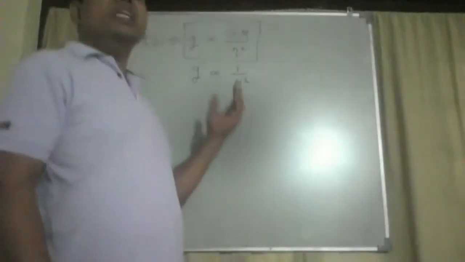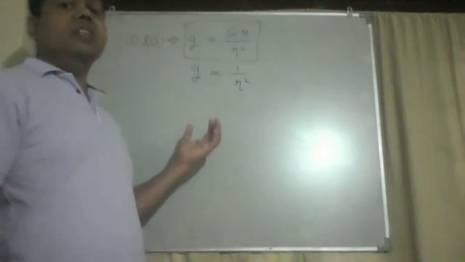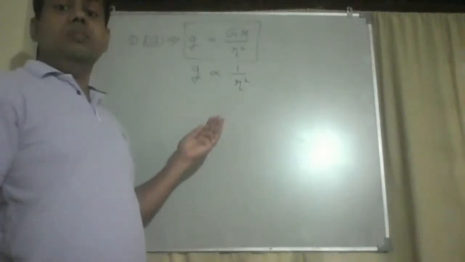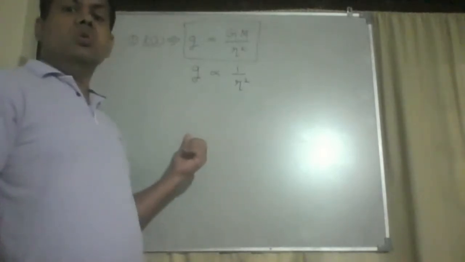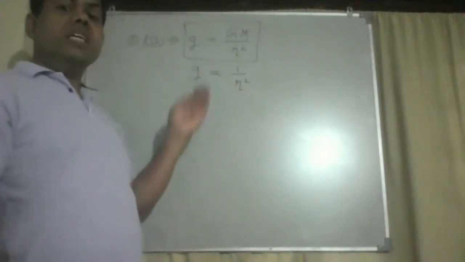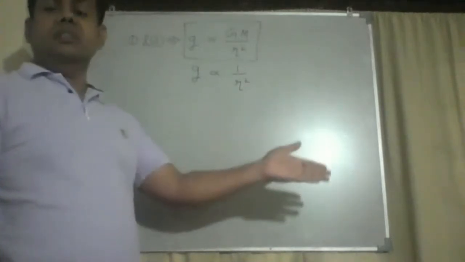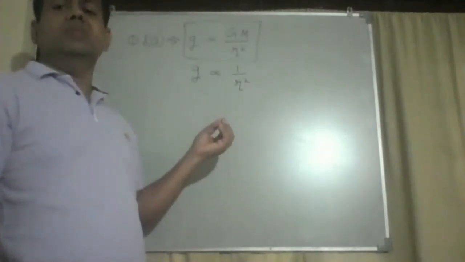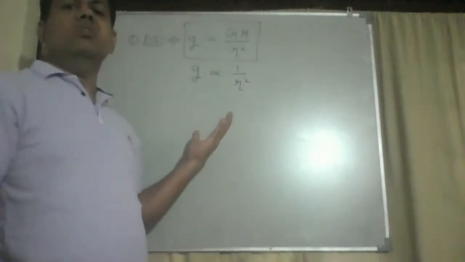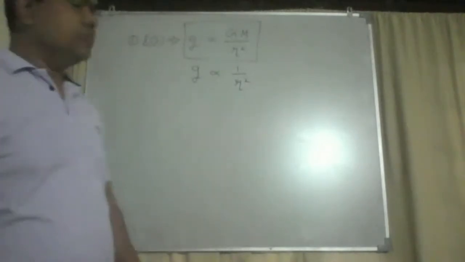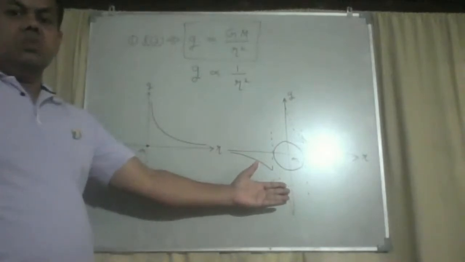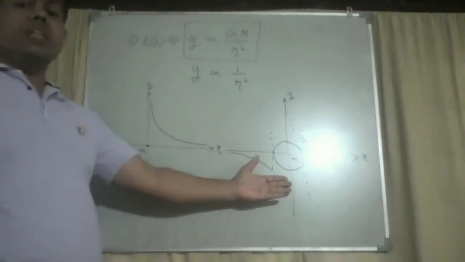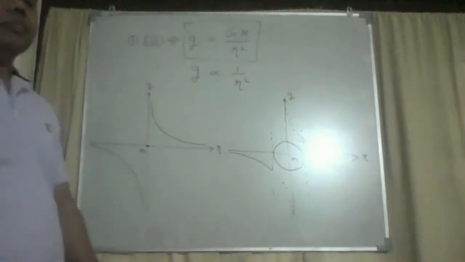Now, if we graphically represent the variation of gravitational field intensity around a point mass with the distance, and also around a spherical mass with distance from the center of the sphere, they will look like as follows. This is around a point mass, and this is around the outside of a spherical mass of capital M.